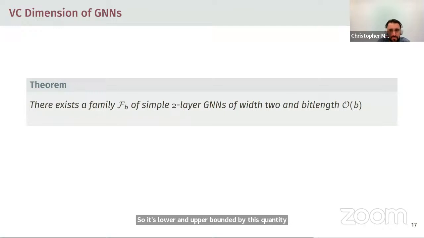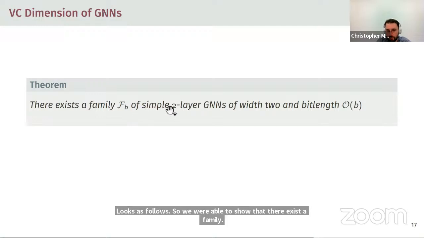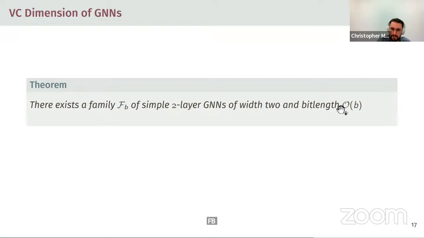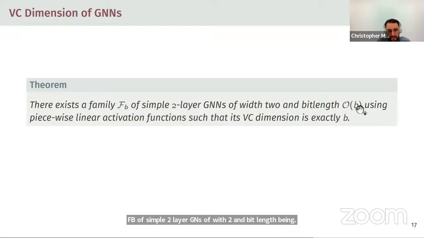And the formal statement of this bit complexity result looks as follows. We were able to show that there exists a family, F_B, of simple two-layer GNNs of width 2 and bit length B. So every weight has bit length at most B. Using piecewise linear functions, for example ReLU functions, such that its VC dimension is exactly B. So again, this is a lower and an upper bound.